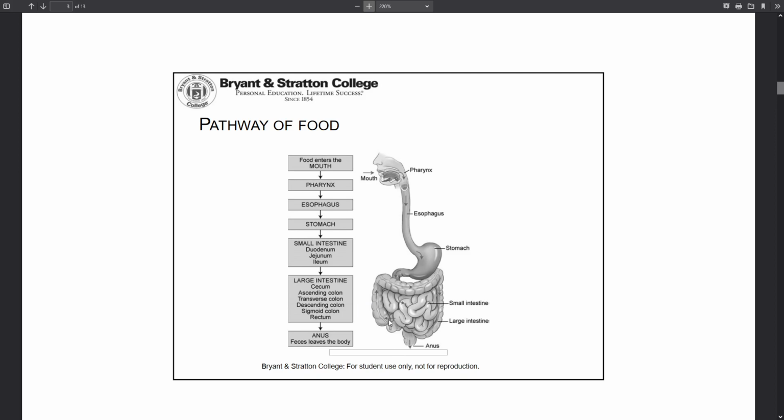In the large intestine, we have the cecum. You'll notice here, hanging off the end is the appendix. We have the ascending colon, transverse colon, descending colon, sigmoid colon, and then the rectum.